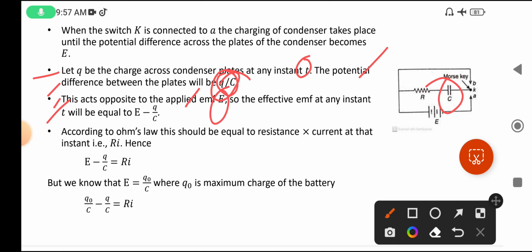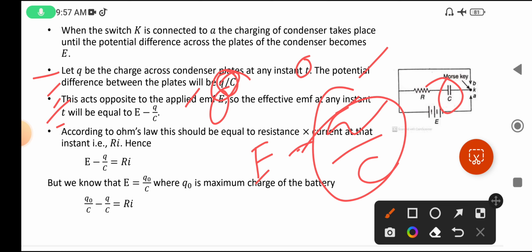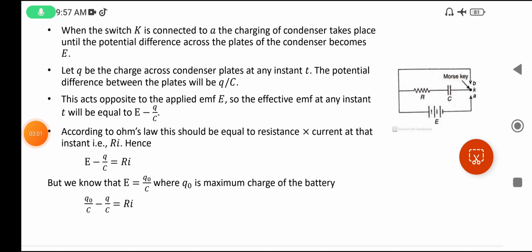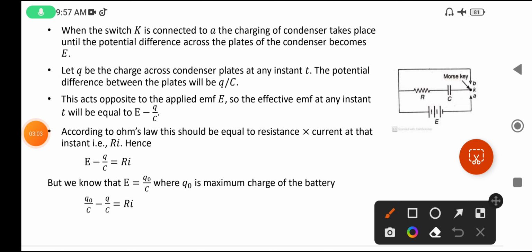So the effective EMF at any instant t will be equal to E minus Q by C. Why is it E minus Q by C? Because minus Q by C opposes the growth of charge. E is the voltage across the battery and Q by C is the voltage across C. So the effective or resultant voltage is E minus Q by C.